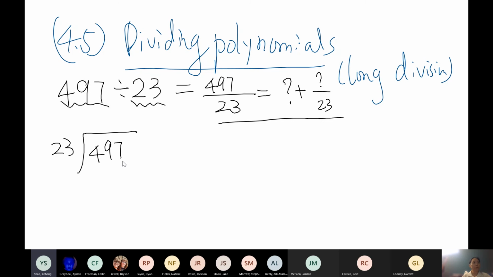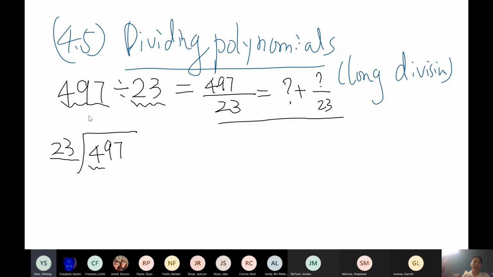What do you do? Check first. You see if 23 goes into 4 and it doesn't, so 23 goes into 49. Yes, very good. Thank you, Stephanie. Okay. All right. So exactly like what Stephanie said, you first check 23, does it go into 4?